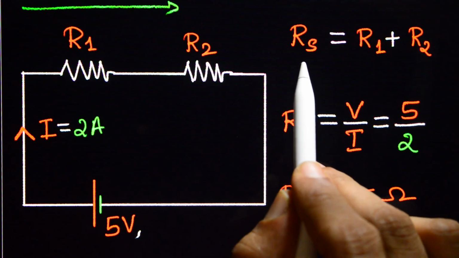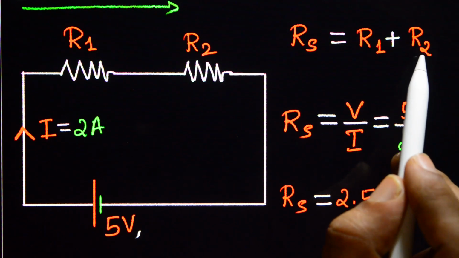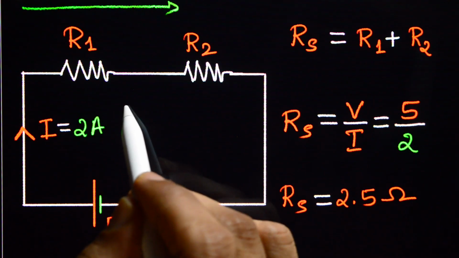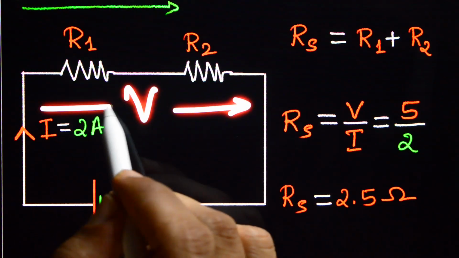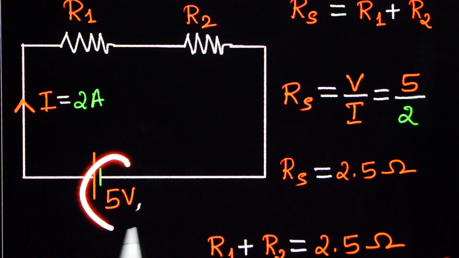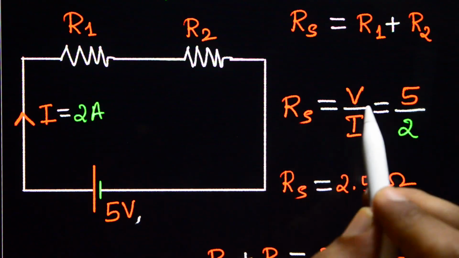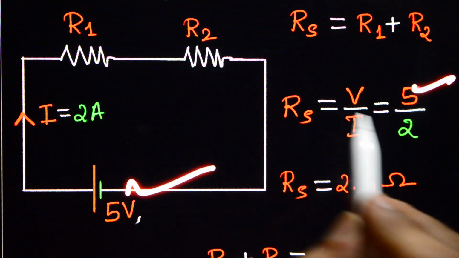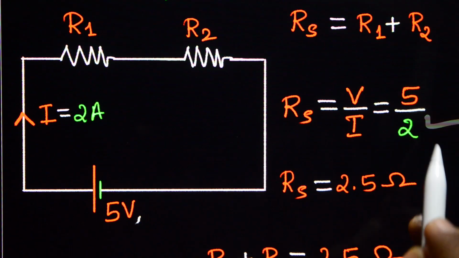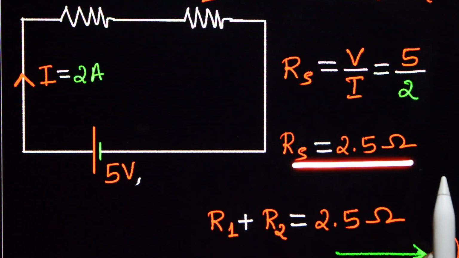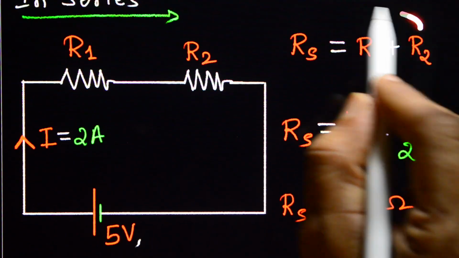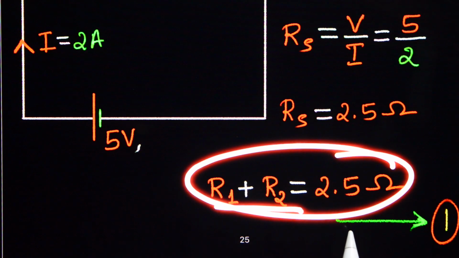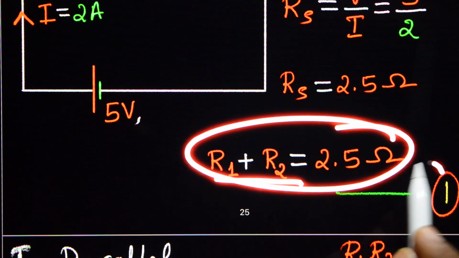Here you can write Rs is equal to R1 plus R2, but here the current through the circuit is given, and V is the potential difference across the combination, that is 5 volt. Therefore Rs is equal to V by I, where V is 5 volt and current through the circuit is 2, so 5 by 2, Rs is equal to 2.5 ohm. What is Rs? Rs is R1 plus R2. Therefore R1 plus R2 is equal to 2.5 ohm. That is our first equation.